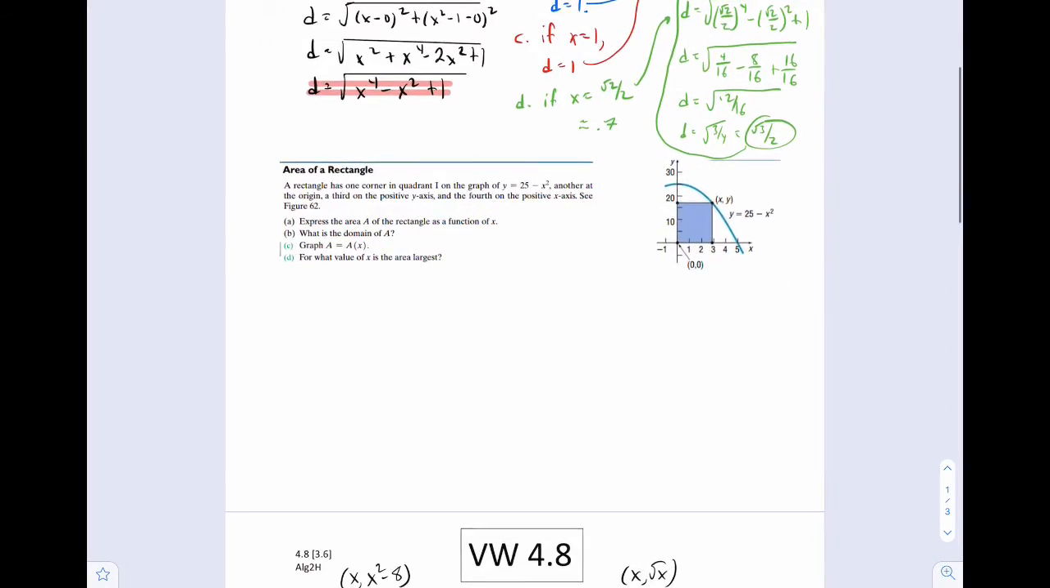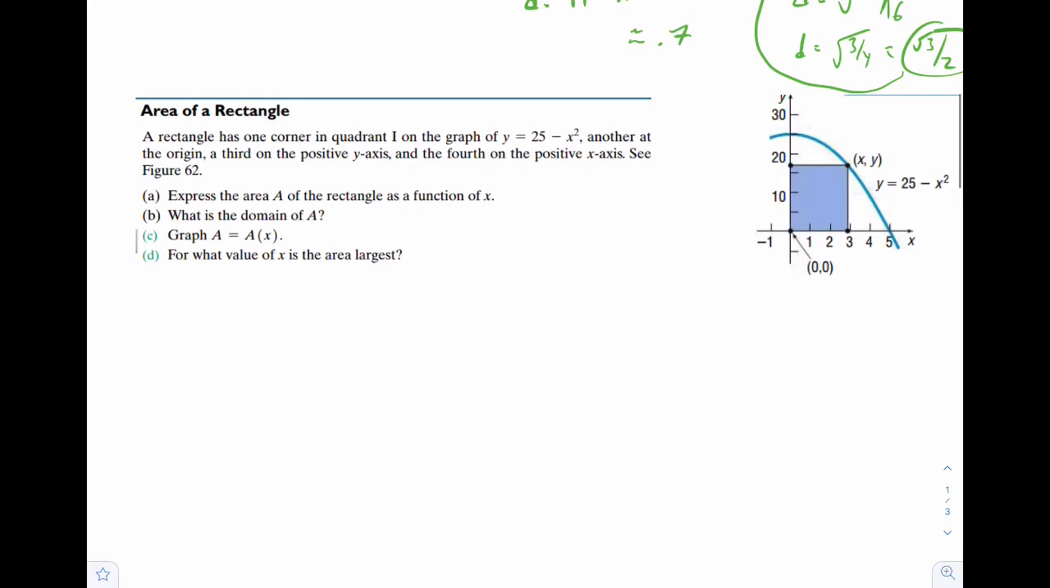Now let's go to the calc example. So get your calculator ready. A rectangle has one corner in quadrant 1 on the graph given, another at the origin. So this point at the origin is going to be fixed. A third point on the x-axis and the fourth point on the positive x-axis. And notice how one corner is important. One corner is on the graph given. Express the area. So let's write A. The area is going to be A of x.